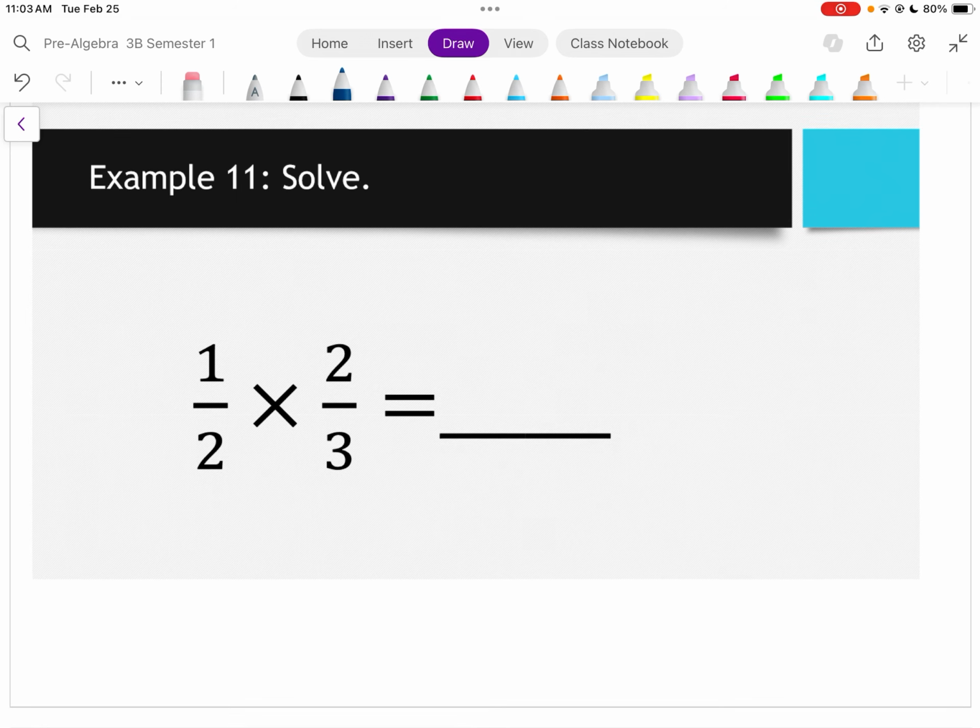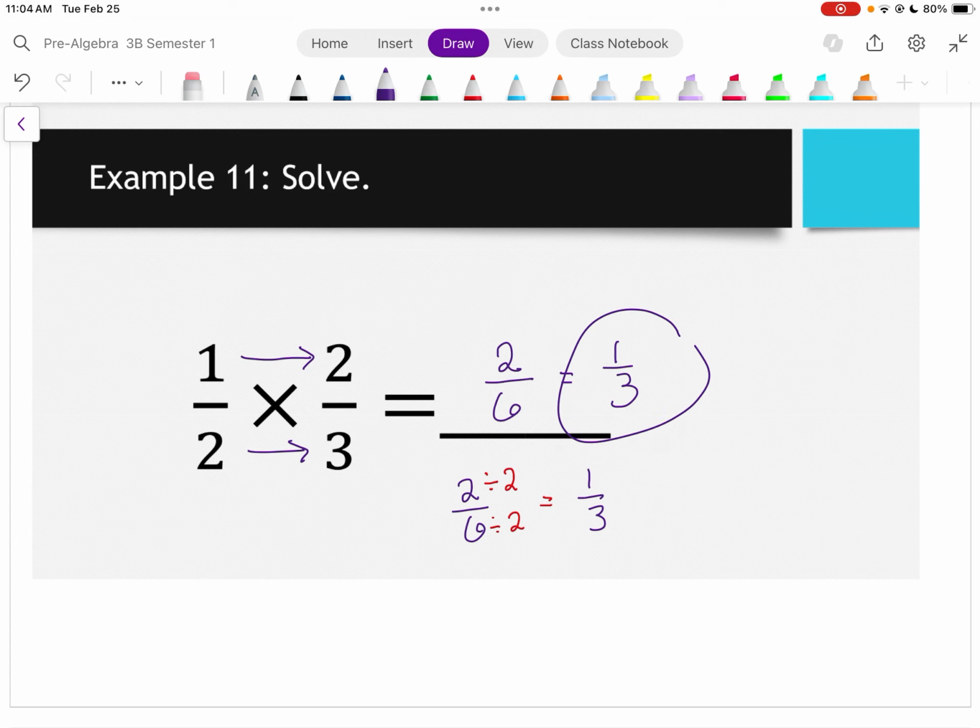All right, number 11, 1/2 times 2/3. So we're going to multiply straight across again, numerators together to get 2, and then denominators together to get 6. And 2/6 can be simplified. Both of these are divisible by 2. So we would divide those out, and that gives us the fraction of 1/3. And that would be our final answer.